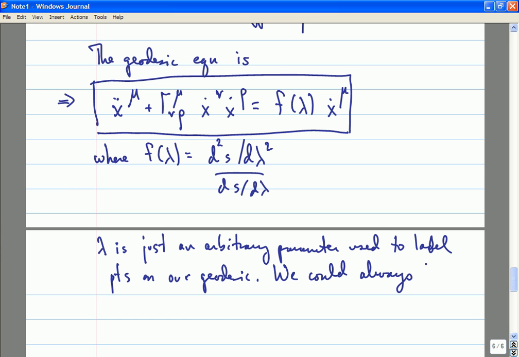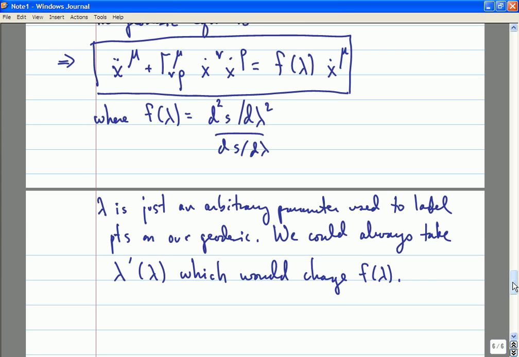So we could always take instead, say, some new parameter lambda prime, which is a function of lambda. And what would happen if we changed that parameter? Well, that would change f of lambda. And so, in fact, we can always set f of lambda to be whatever function we want it to be. We could set it to be whatever function makes the equations easiest to solve. And in particular, we can always choose our parameter such that f of lambda is equal to 0.